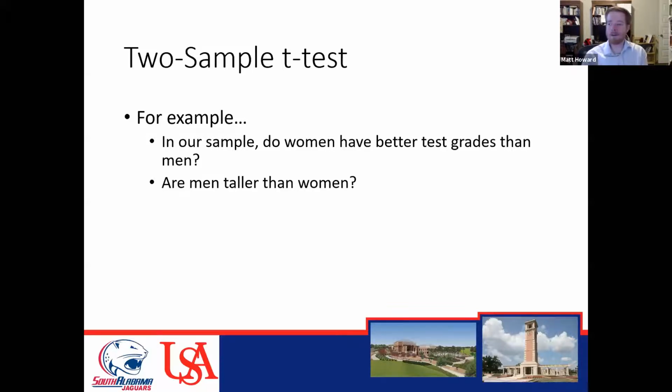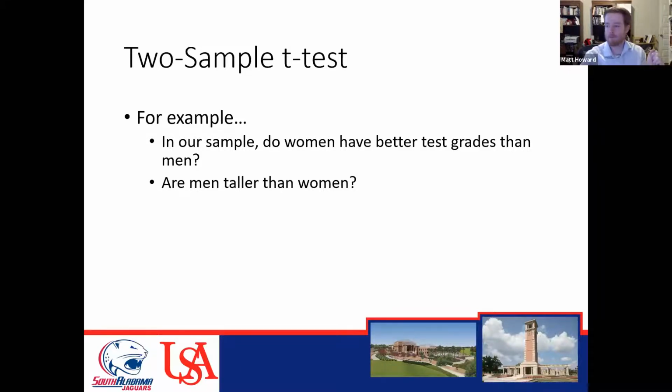Another example might be, are men taller than women? Once again, we could take our class and measure everyone's height, and then we could assess whether the average of the men differs from the average of the women in regards to their height. So we can empirically assess via a two-sample t-test whether men are indeed taller than women using our sample of our students.